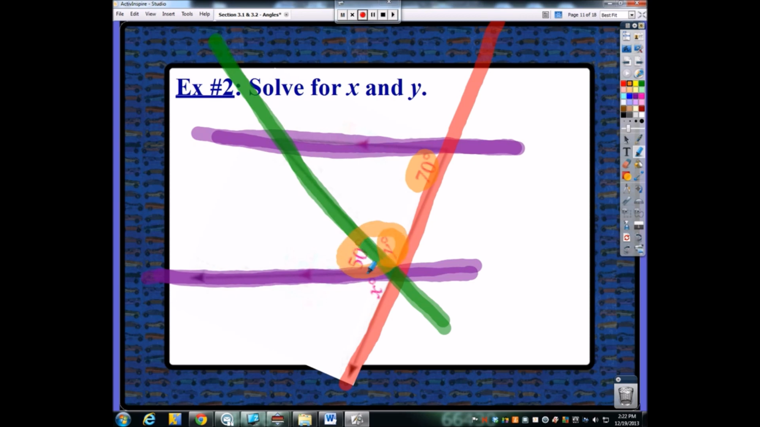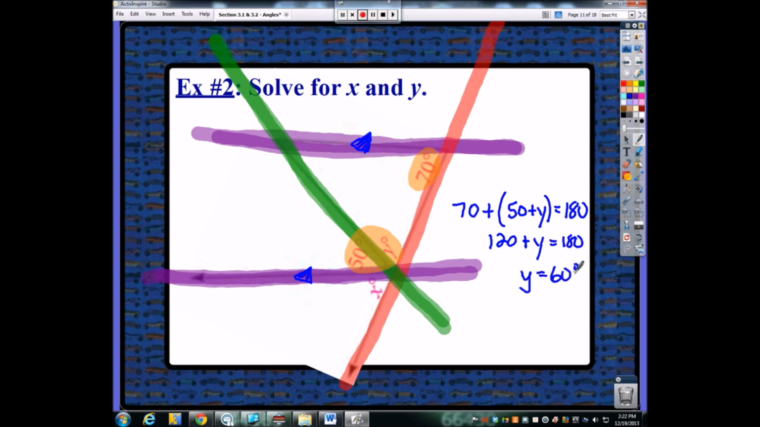The y with the 50 all together, because we have to ignore this green transversal since we can only look at one transversal at a time in any given problem. So it's really the 50 and the y with the 70 that are same side interior. We could do something with that, couldn't we? The 70 and both of these angles combined, the 70 and the 50 plus y, have to be supplementary, because these are parallel lines. So 70 and 50 makes 120, plus y equals 180. Subtract the 120 over, and y is 60 degrees.